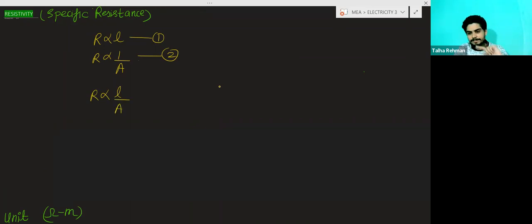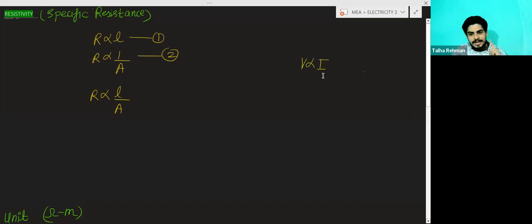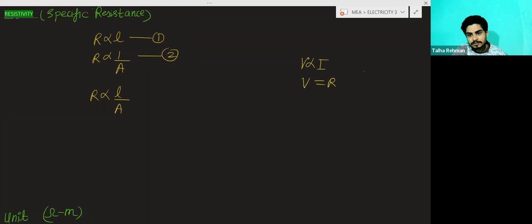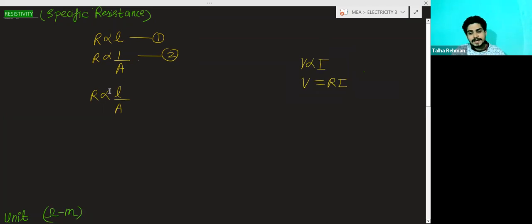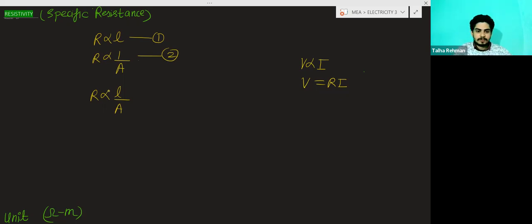Now I told you that in Ohm's law, potential difference is directly proportional to current. When I removed the proportionality sign, there was a new constant that is known as the resistance. In this case also, when I remove this proportionality sign, there will be a new constant, and that constant is resistivity. Resistivity is represented by the symbol rho. So R is equal to rho L divided by A. This is the resistivity.